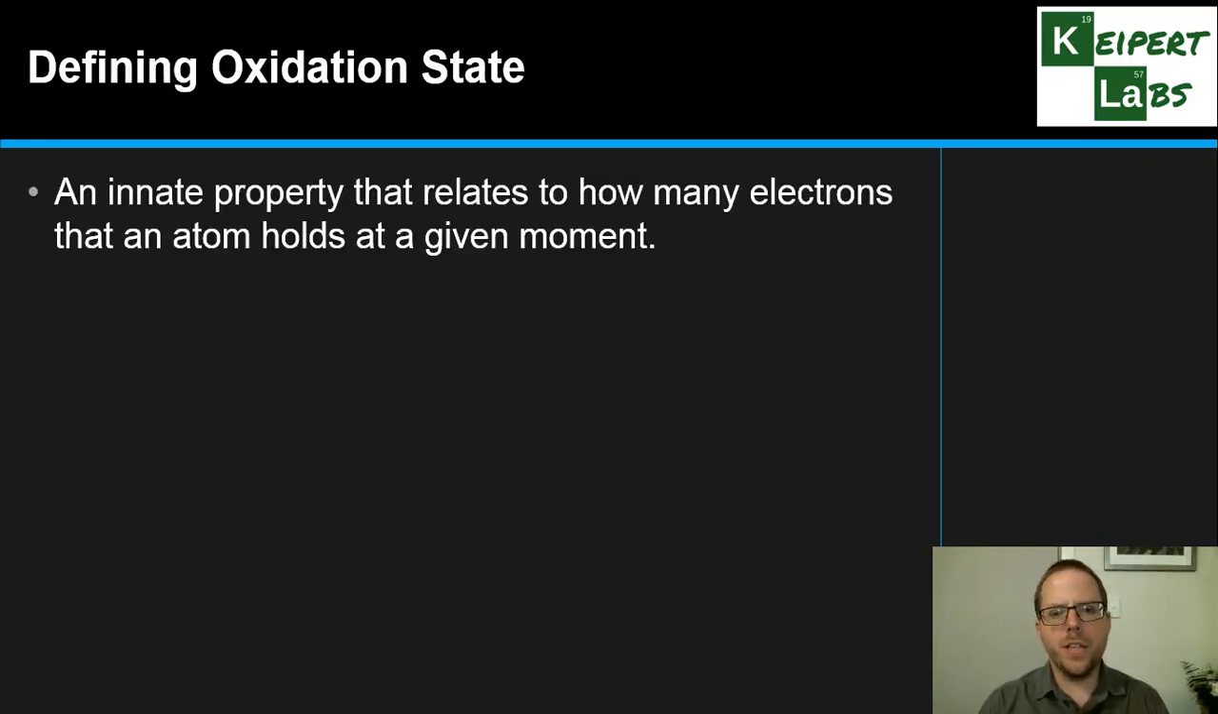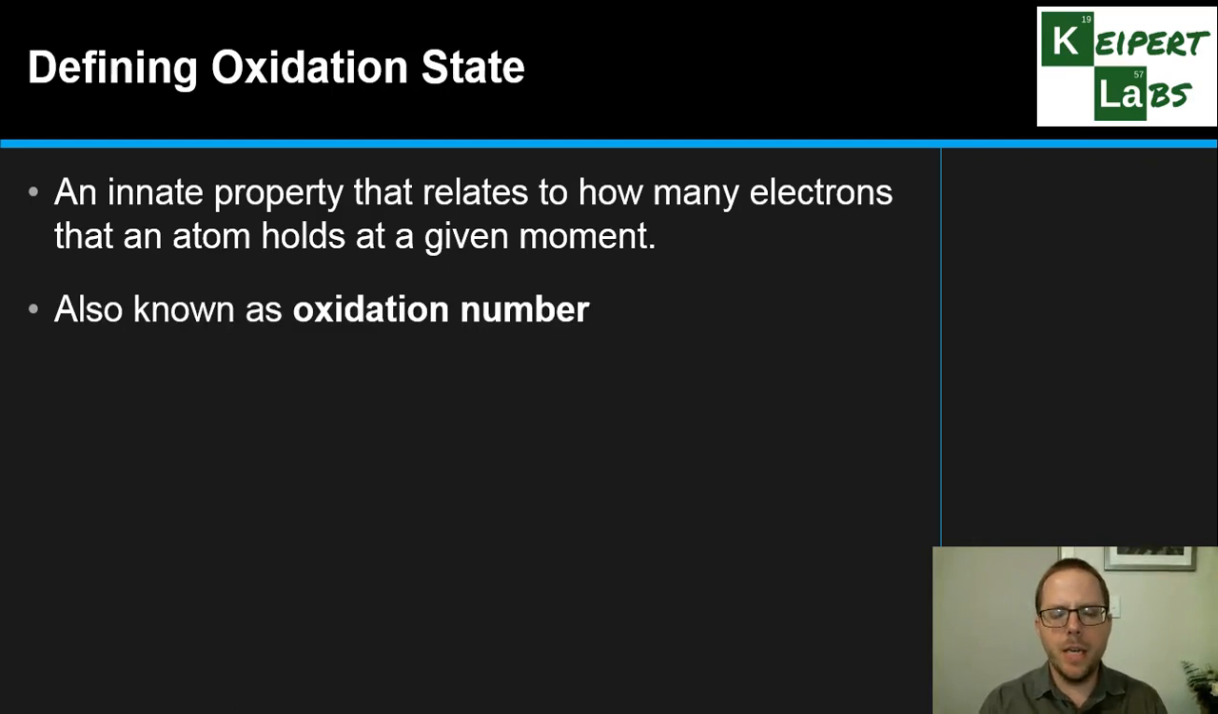So defining oxidation state. It's an innate or kind of characteristic property of a particular substance that relates to how many electrons that atom has at a given moment. I appreciate that definition is a little nebulous or a little vague to a degree, but you'll see how this plays out shortly. It's also often known as oxidation number. Those two terms are interchangeable.